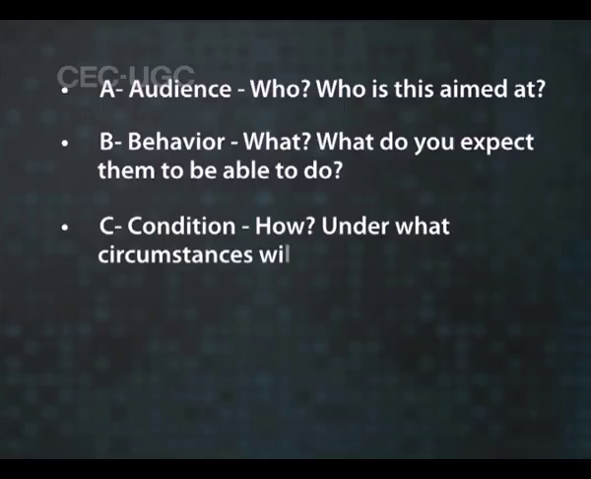C. Condition. How? Under what circumstance will the learning occur? What will the student be given or already be expected to know to accomplish the learning? For example, the learner will be able to label the three layers of the eyeball if given a diagram showing the cross section of human eye.